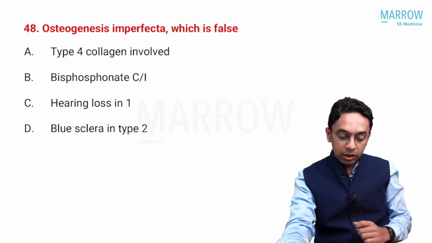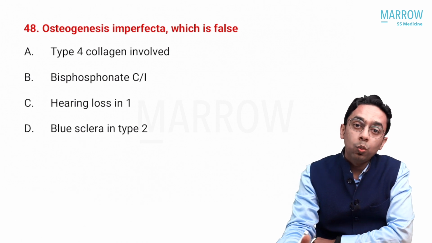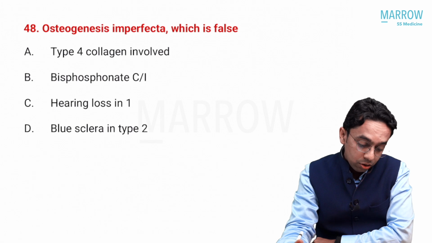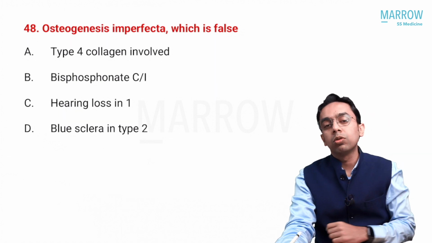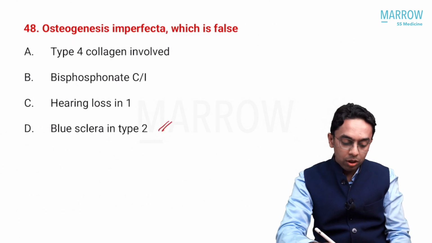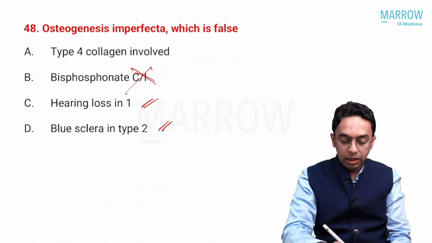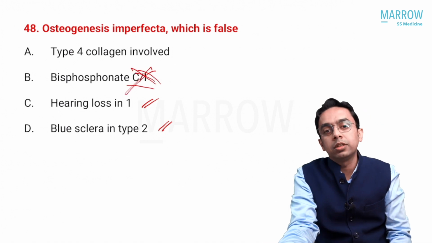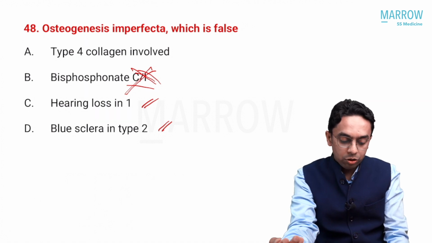Okay. Coming to question number 48. Osteogenesis imperfecta, which is false? So type 4 collagen is involved, bisphosphonate is contraindicated, hearing loss in type 1 of osteogenesis imperfecta, and blue sclera in type 2. Okay, so this is easy. Yes, they have blue sclera in type 1, type 2, hearing loss in type 1. Yes, bisphosphonate contraindicated is absolutely wrong, because this is the mainstay of treatment. We do give these children bisphosphonate.